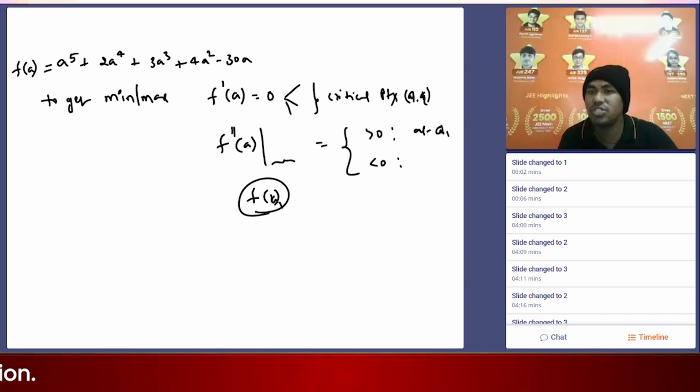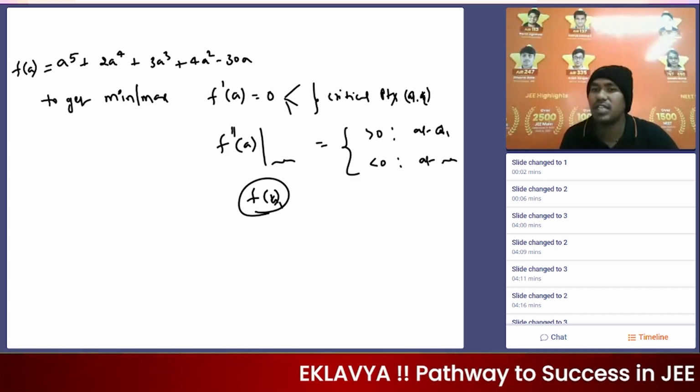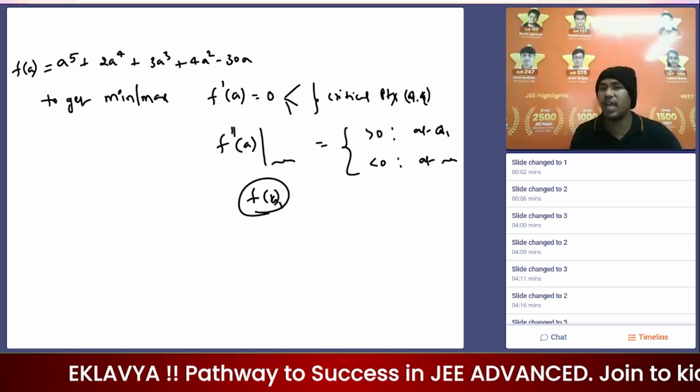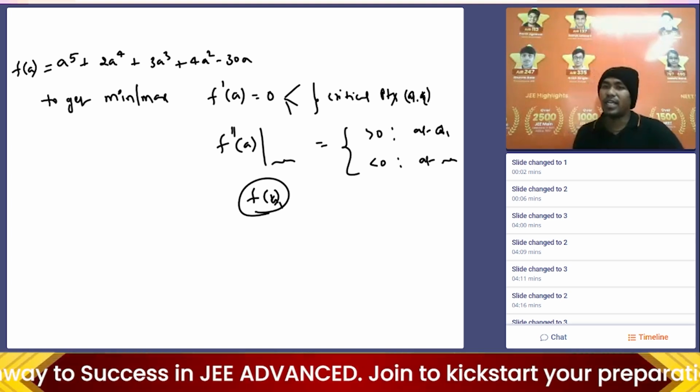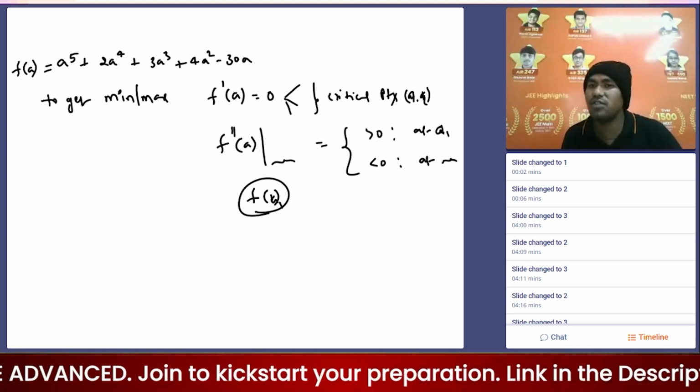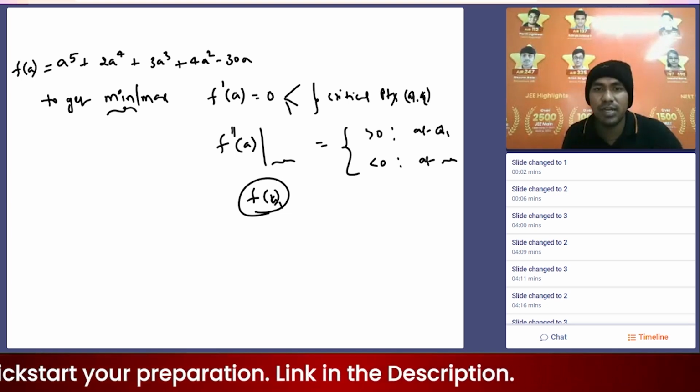If it is less than 0, then at that point you will get the maximum value. That maximum value is found by substituting the point where we are getting the maximum into the function. But we are searching for a minimum only here.